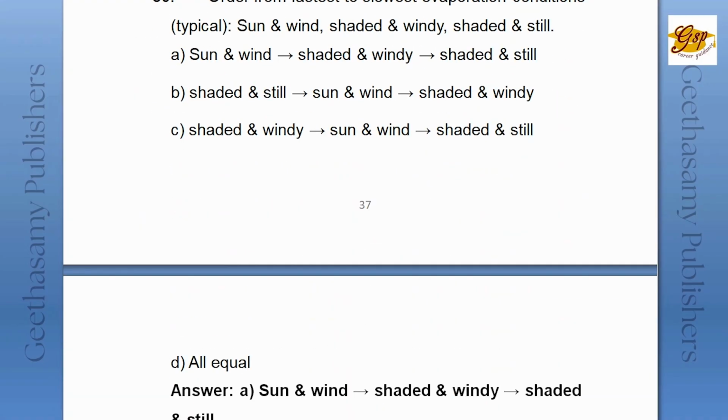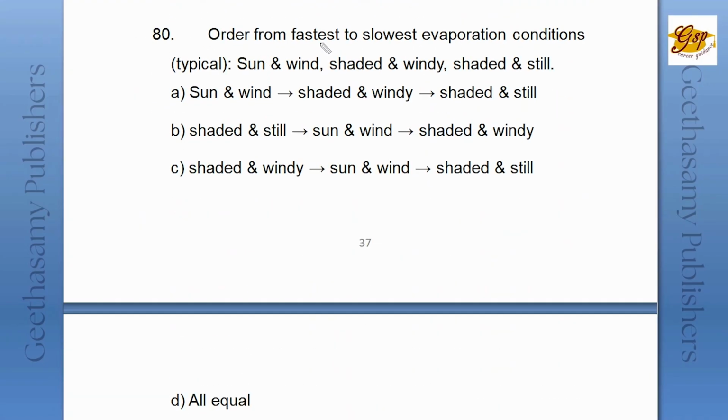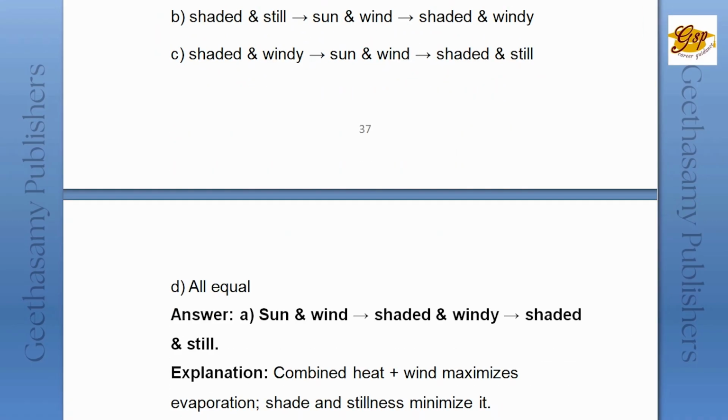Then again another order, from fastest to slowest. Options: sun and wind, shady and windy, shaded and still. Sunny and windy, shaded and windy, shaded and still. All are equal? The answer is sun and wind, it's the fastest. Shaded and windy is lighter, and shaded and still is the slowest, right? Fine.